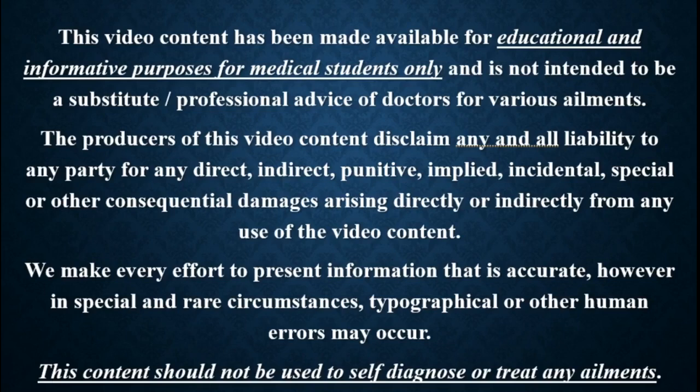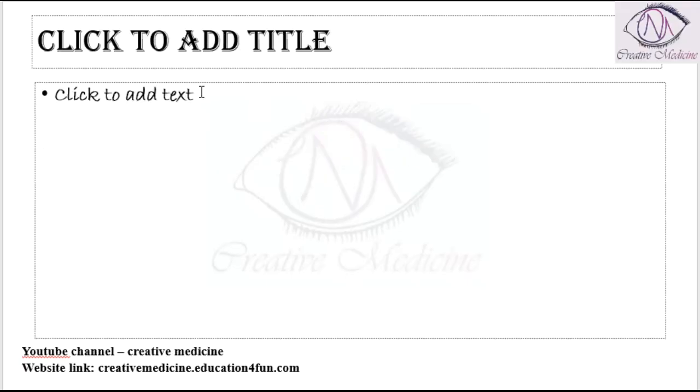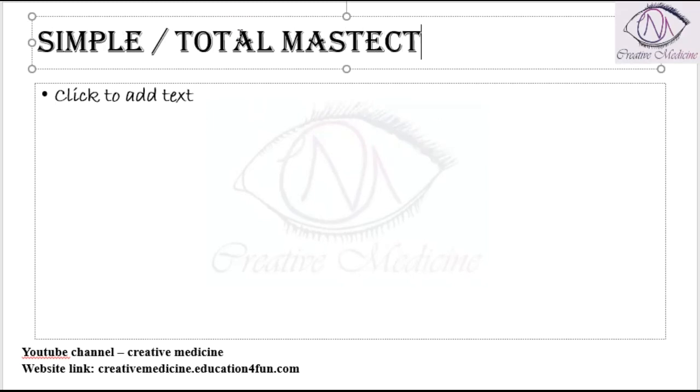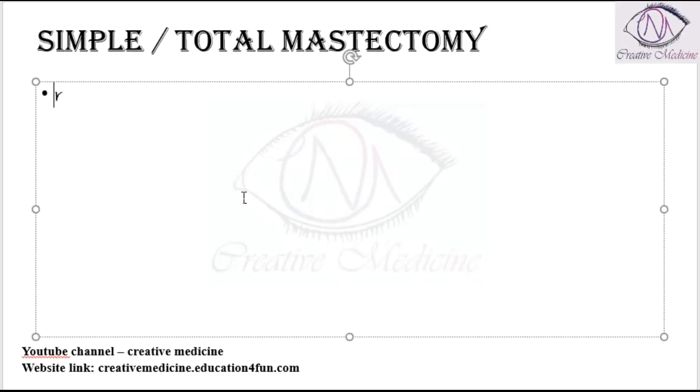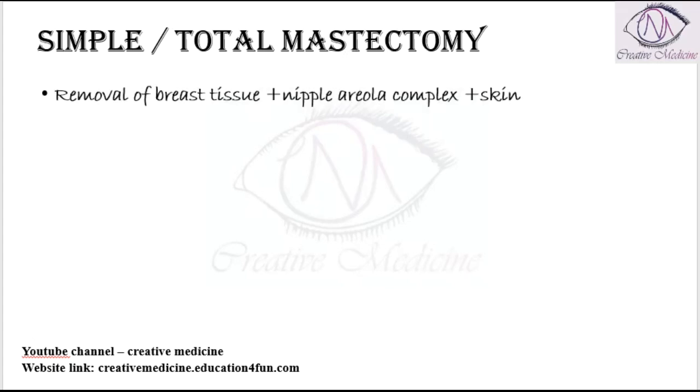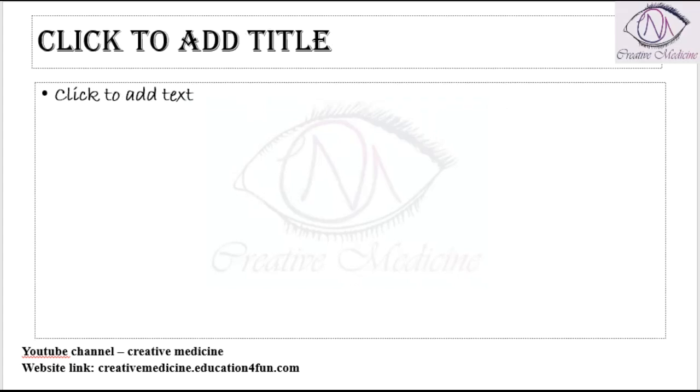In this lecture, we will learn about the types of mastectomy. We have different types of mastectomy. First, we have simple or total mastectomy. In simple or total mastectomy, we will first remove the breast tissue, with the nipple areolar complex also removed with skin. So removal of breast tissue with nipple areolar complex and skin is simple total mastectomy.